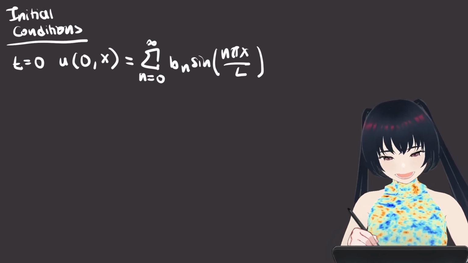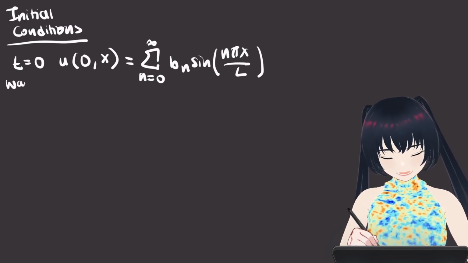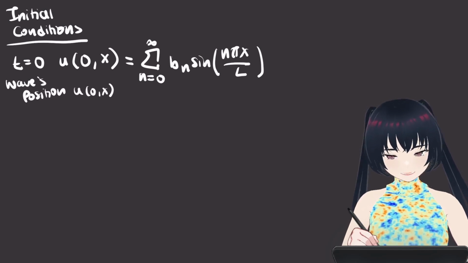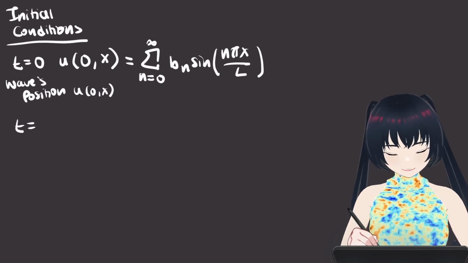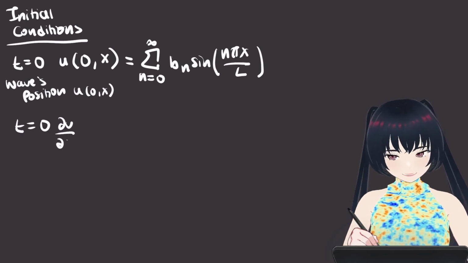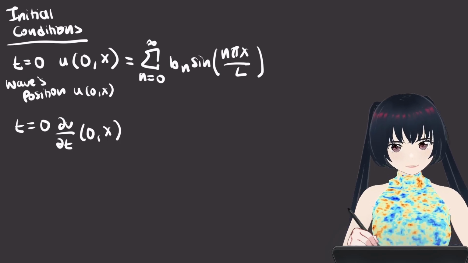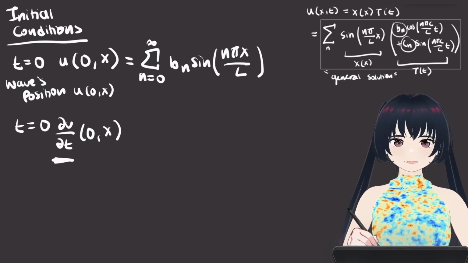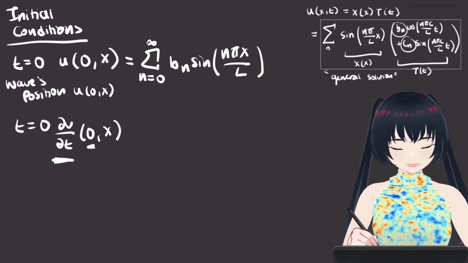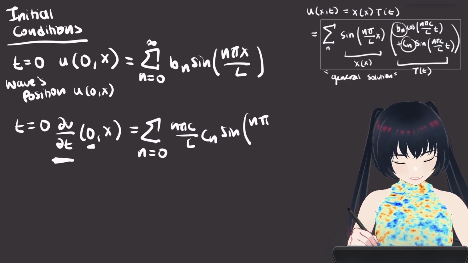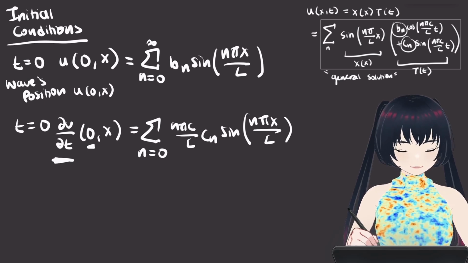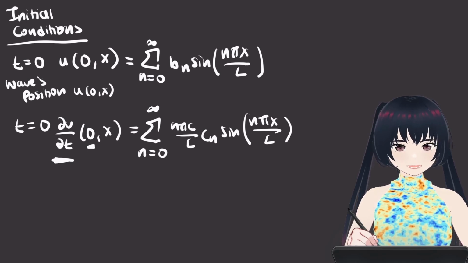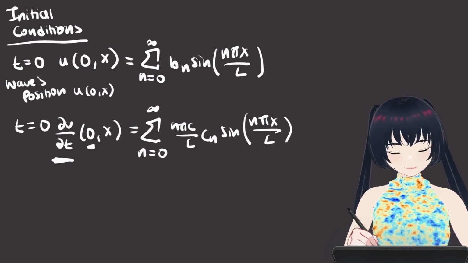But what if we say that instead of knowing the wave's position, or u of 0, x, we actually know the change in the wave's position, which we can say du/dt of 0, x. Well, then we can again solve for the derivative. So we take the derivative of the solution above and we plug in t is equal to 0. And by doing that, we get n pi c over L times c of n sine n pi x over L.